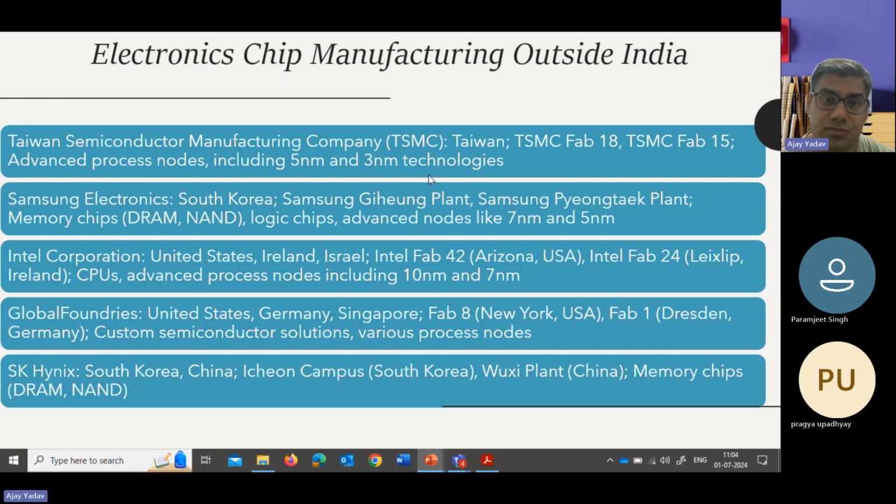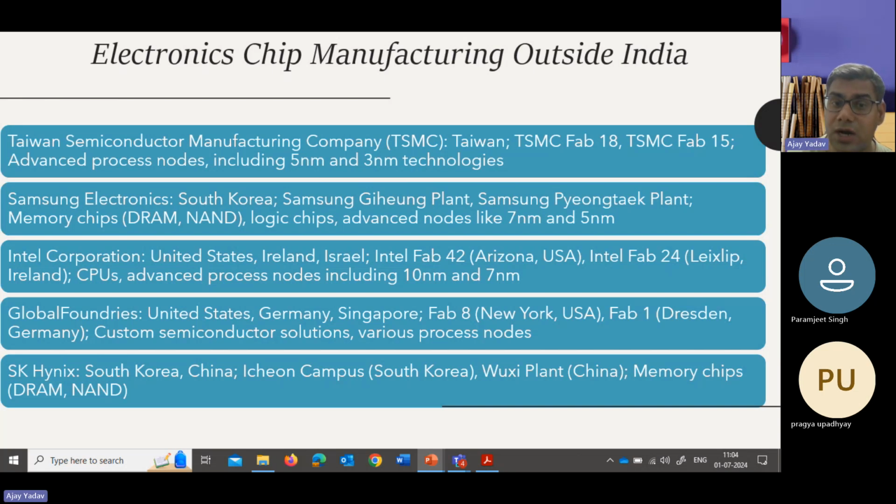This plant is located in Taiwan, and they have two fabrication units. One is Fab 15, another is Fab 18. They have very niche technology because they can design at the 3 or 5 nanometer level. What does 3 and 5 nanometer mean? It is the space between the elements on a small chip. This is a very complex technology and only TSMC can do this.